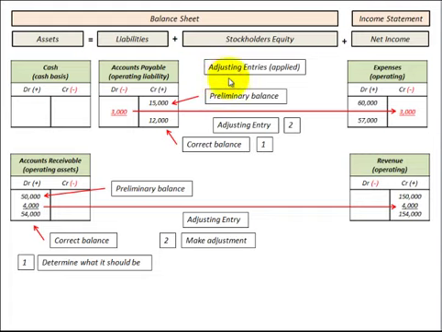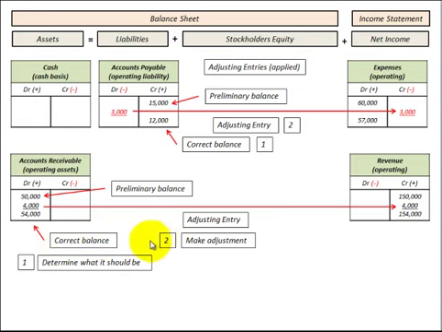Okay, let's look at how we'd apply these adjusting entries. The first thing we do is set up T accounts for our revenue and expense accounts on the balance sheet and also on our income statement. So let's look at the example of our accounts receivable on our balance sheet. The first thing you have to determine is what the ending balance should be in the account, and that would be our correct balance.